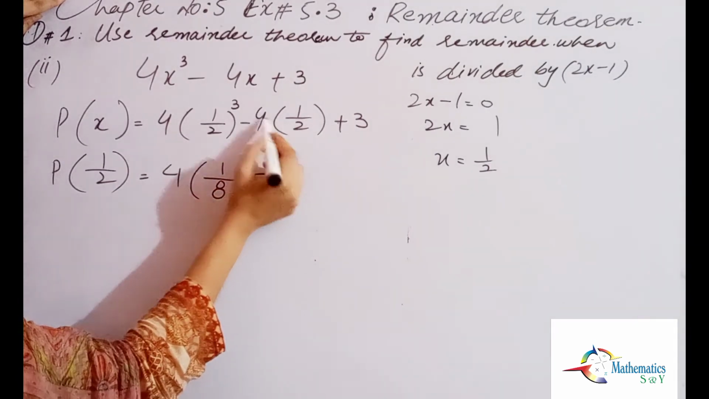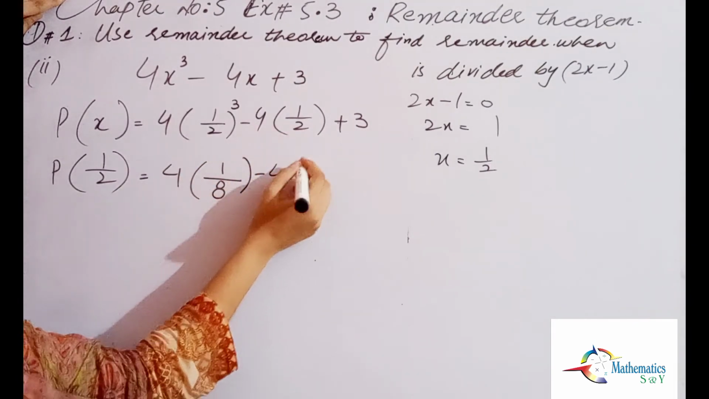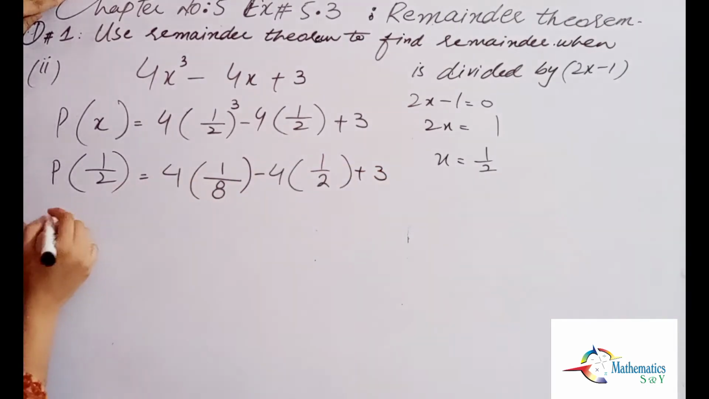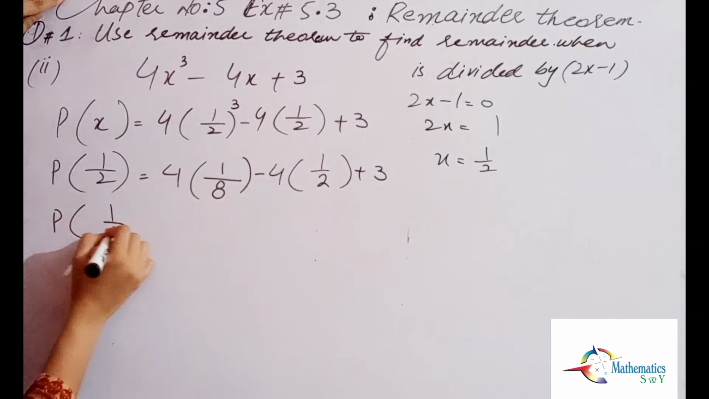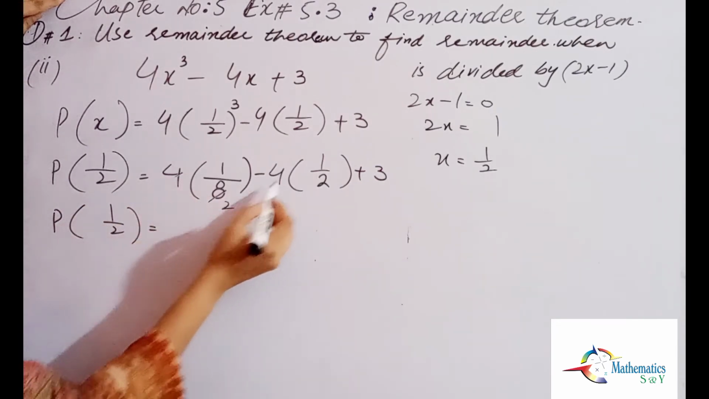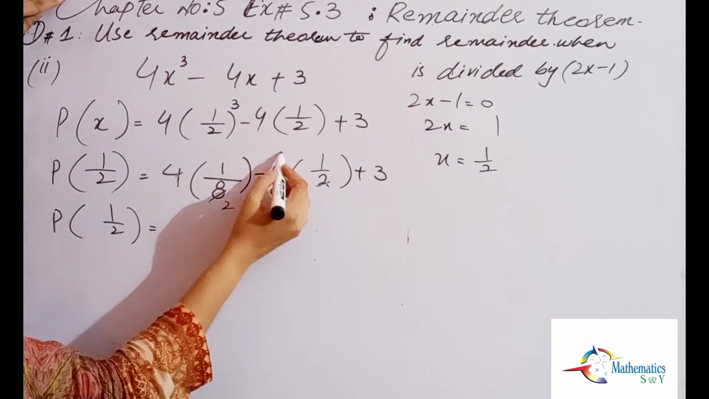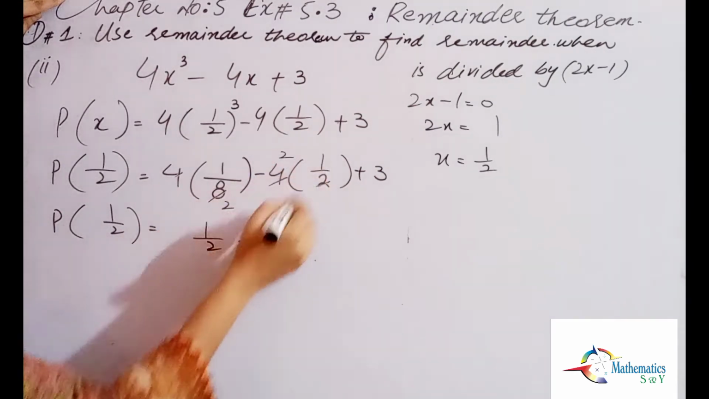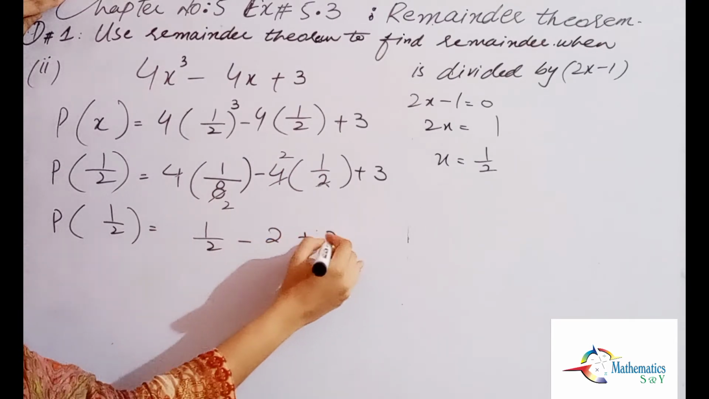Minus. This can be cancelled, but in the next step we will do it. Here you can see 4 1 times 4, 4 2 times 8, 2 1 times 2, 2 2 times 4. This is now 1 by 2 minus 2 1 times 2 plus 3.